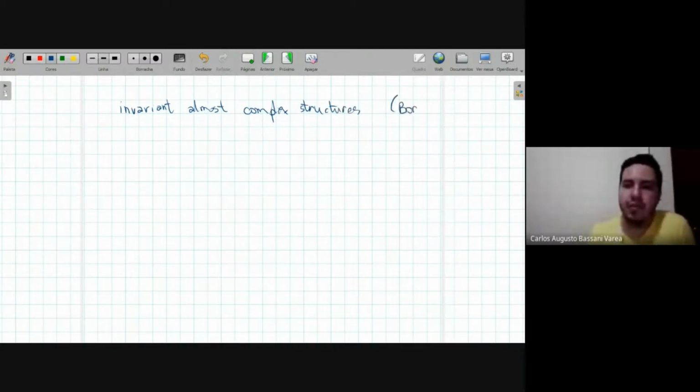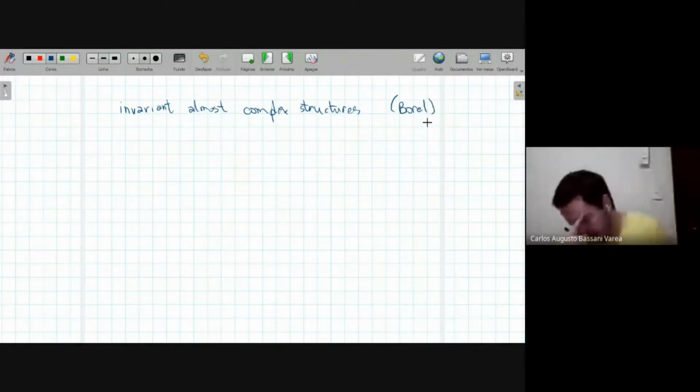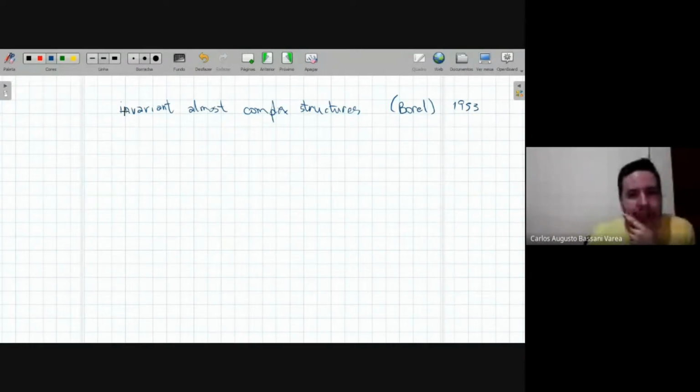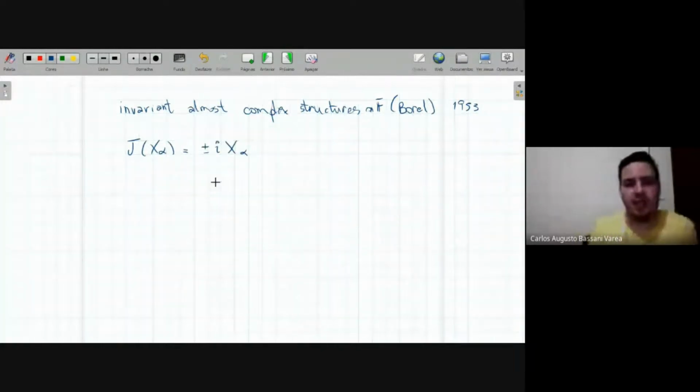I think Claudio Gorodsky made a comment on his mini-course on the first day. I think it's in 1953. He has a series of works where he proved that any invariant almost complex structure on a flag manifold, if we consider here J an invariant almost complex structure, J can be described in terms of the signs.